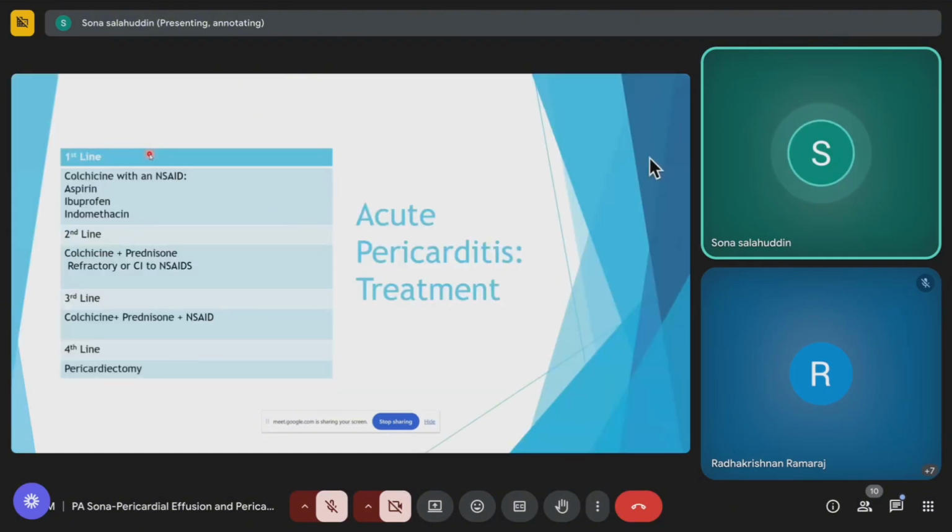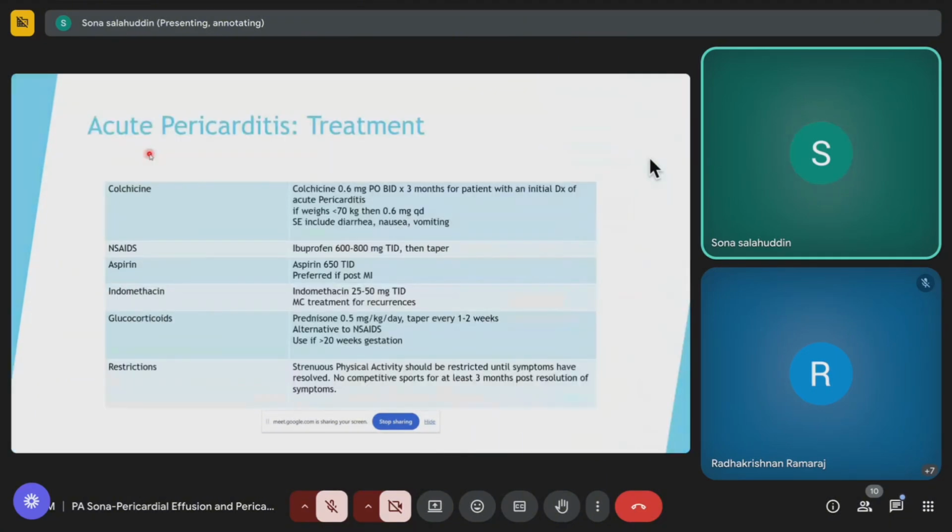For treatment, the first line is colchicine with an NSAID, either aspirin, ibuprofen, or indomethacin. Ibuprofen is preferred. And then second line is colchicine with prednisone, and that's usually if it's refractory or contraindicated to NSAIDs. And then third line is a combination of all 3. And then fourth, which is very rare, less common, is a pericardiectomy, and that's for a recurrent pericarditis.